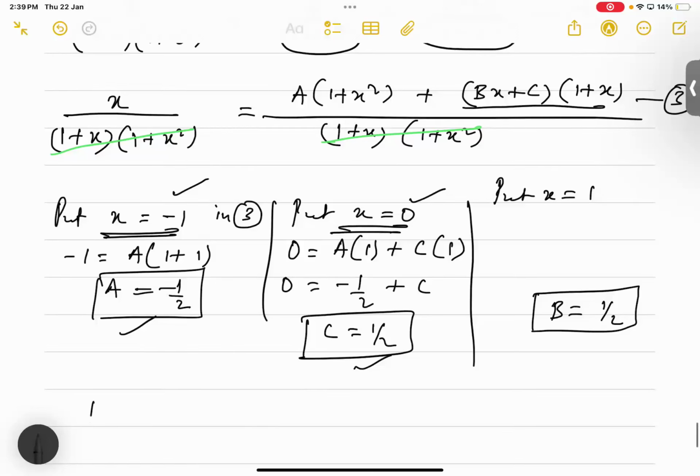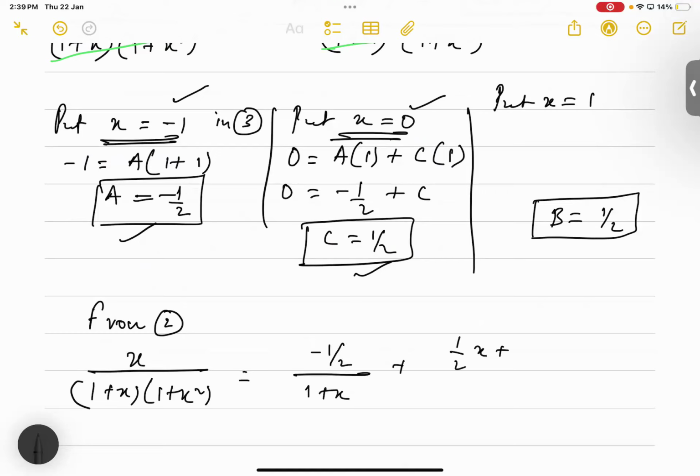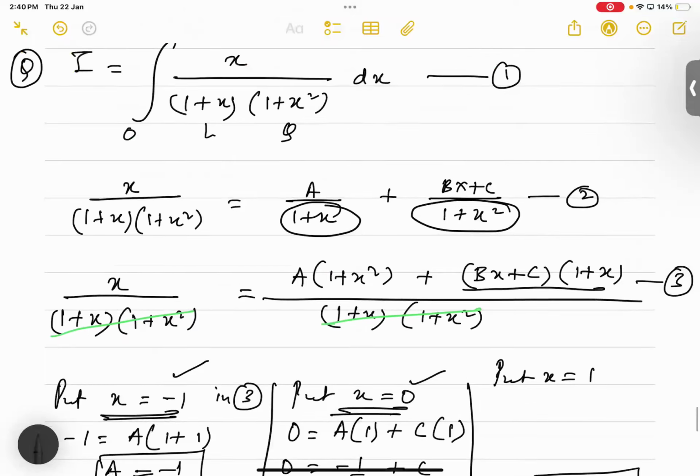Now from 2, x upon 1 plus x, 1 plus x square. What is a? Minus half. Half x plus half upon 1 plus x square, right? Yes or no? So from 1 now.